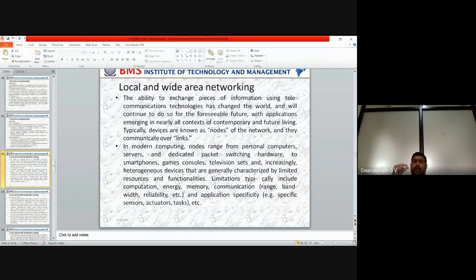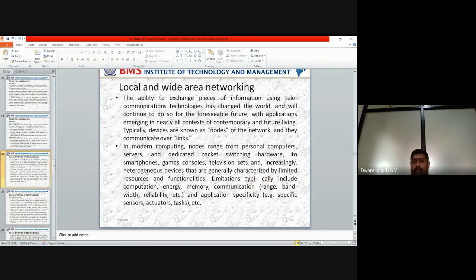In our network terms, whenever there is a connectivity, the devices will be called nodes. And the link between those nodes, or communication between those nodes, will be called links. In modern computing, nodes range from personal computer servers and dedicated packet switching hardware to smartphones, game consoles, television sets, and increasingly heterogeneous devices that are generally characterized by limited resources and functionalities.